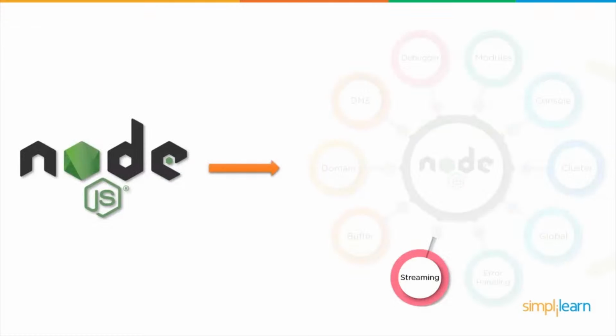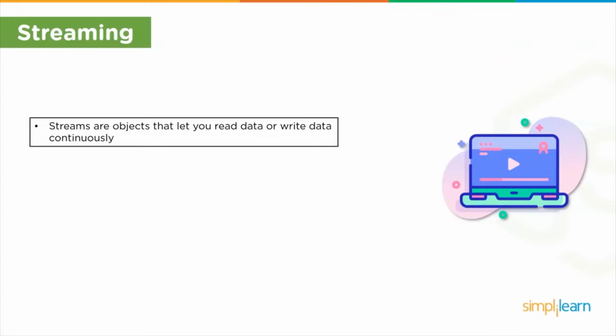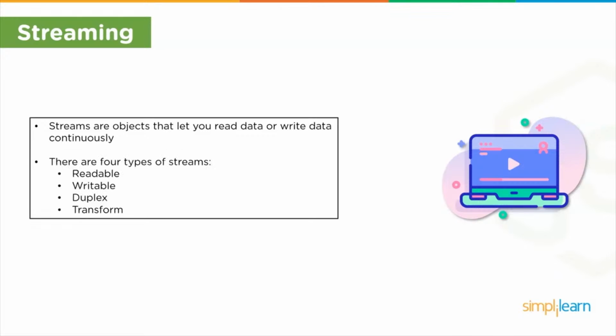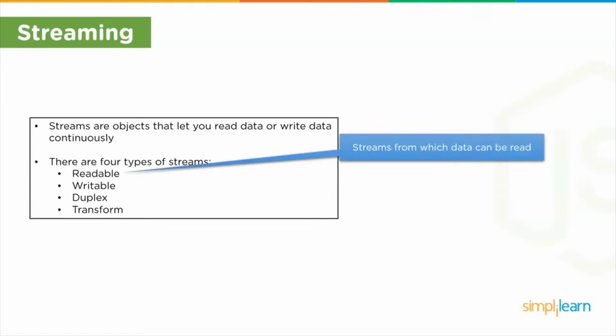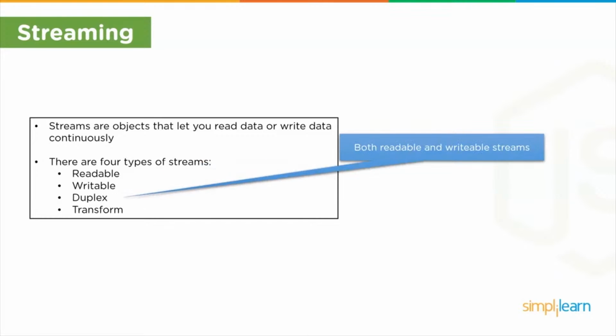Next up, we have streaming. A stream is an abstract interface for working with streaming data in Node.js. Streams are objects that let you read data or write data continuously. There are 4 types of streams. First one is readable. These are the types of streams from which data can be read. Writable, these are the types of streams to which data can be written. Duplex, these are both readable and writable streams.